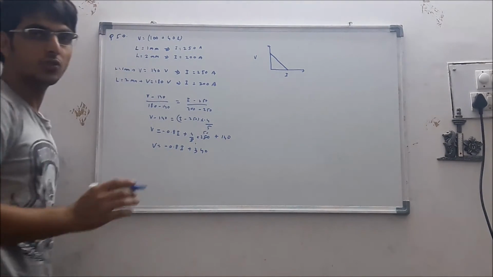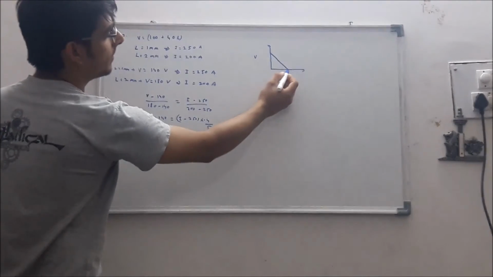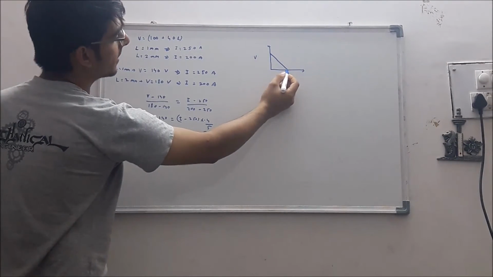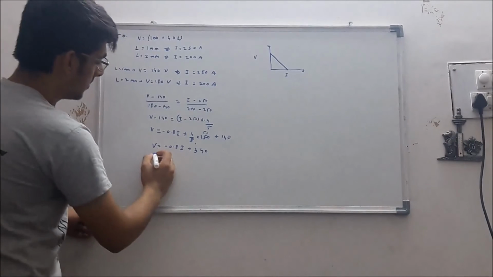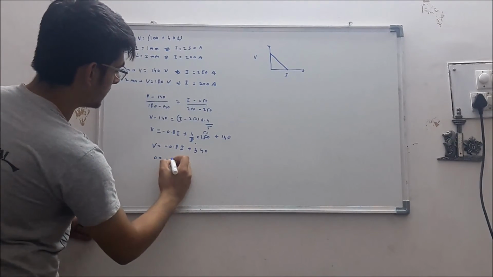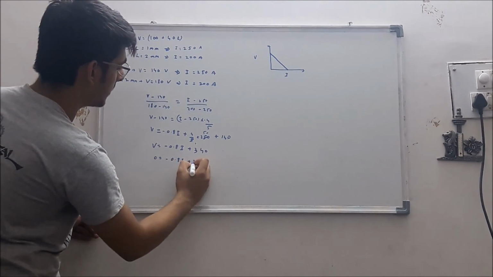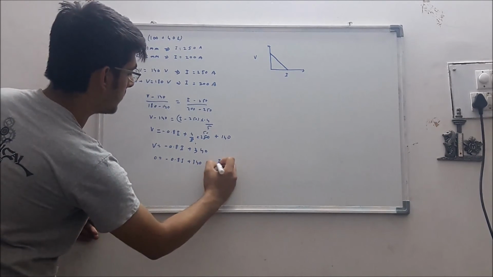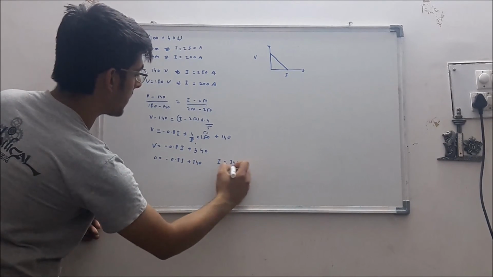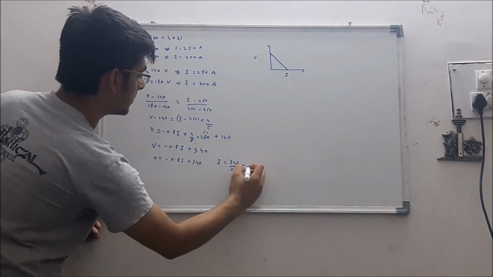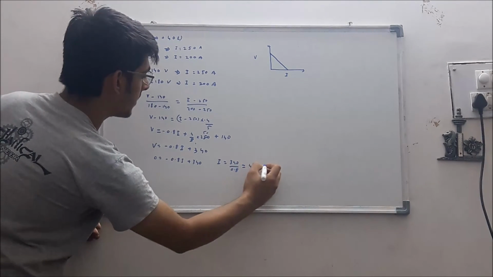Now we have to find short circuit current, that will be this point. So at short circuit current the voltage is equal to 0. So 0 is equal to minus 0.8 I plus 340. So I will be equal to 340 by 0.8, that is equal to 425 ampere.